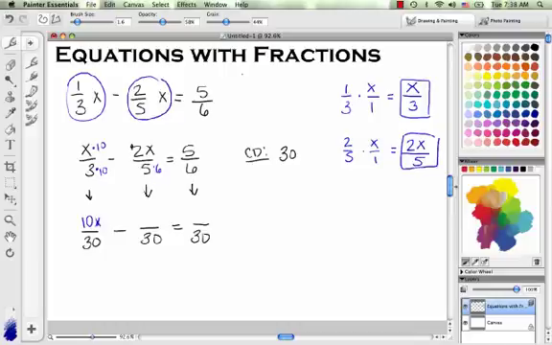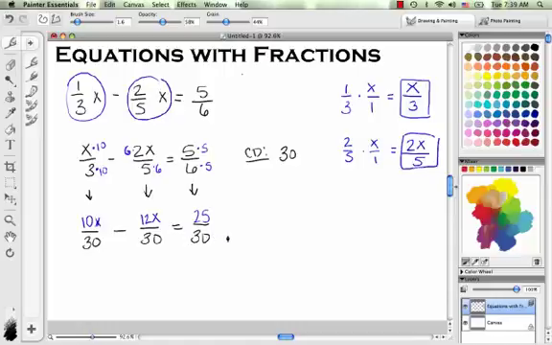Okay, 5 times 6 equals 30. And so I'm going to need to multiply the top. I'm going to do it out front here so it doesn't feel confusing. 6 times 2x is 12x. Okay, if I move on to the final fraction, I have 6 times 5 equals 30, and so I need to multiply the top by 5 as well. And 5 times 5 is 25. All right, I have my new equation. Excellent. 10x over 30 minus 12x over 30 equals 25 over 30.